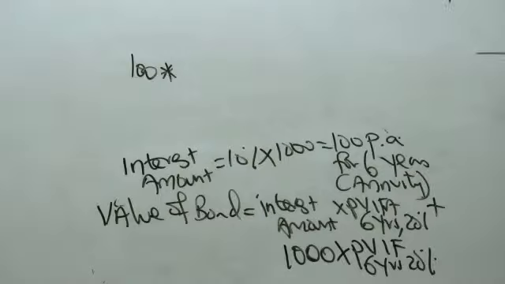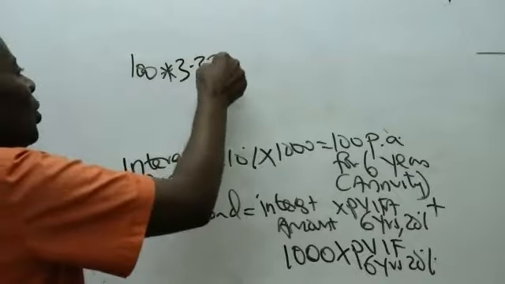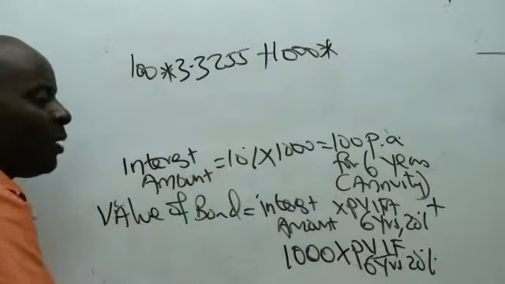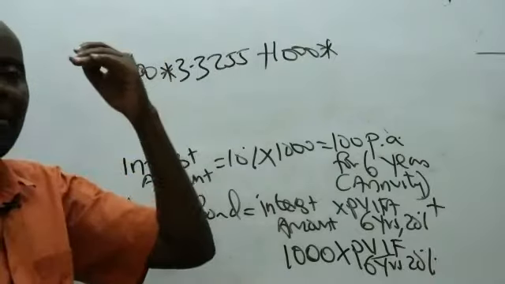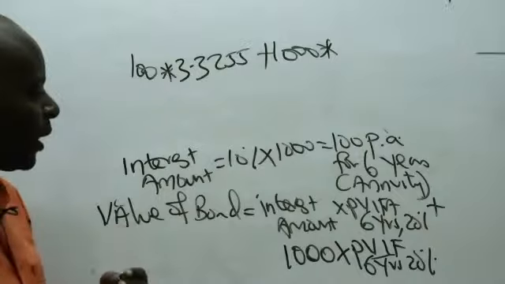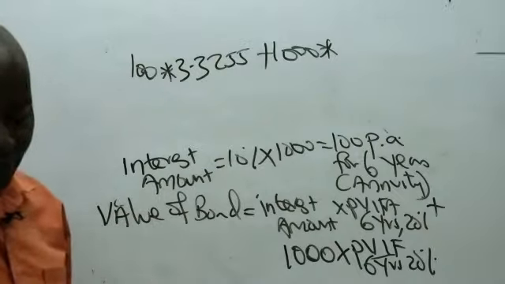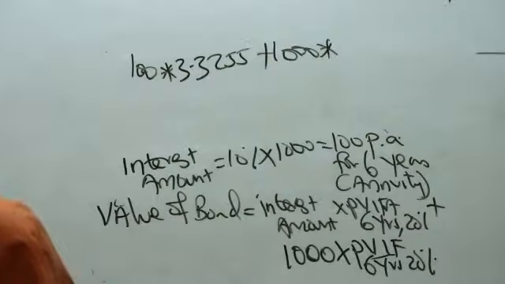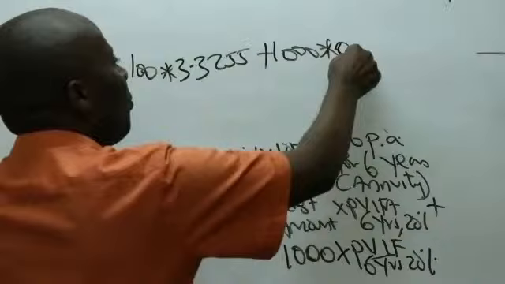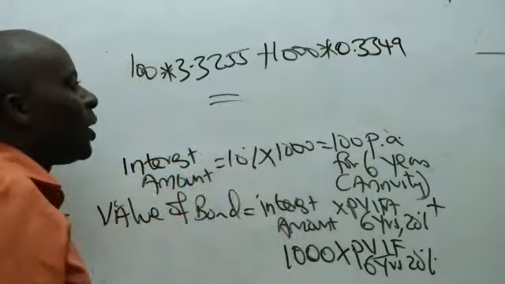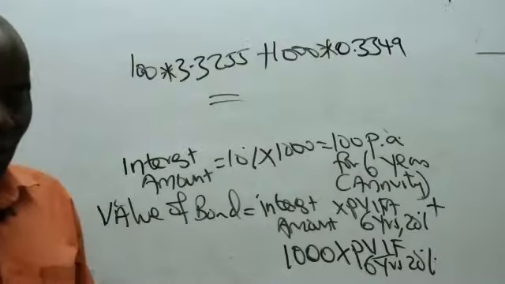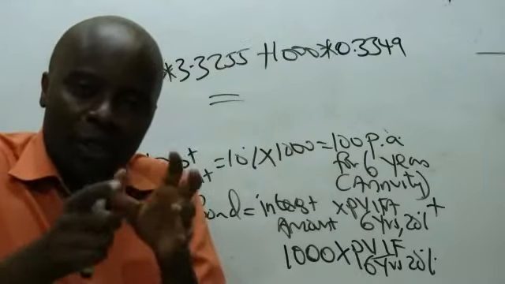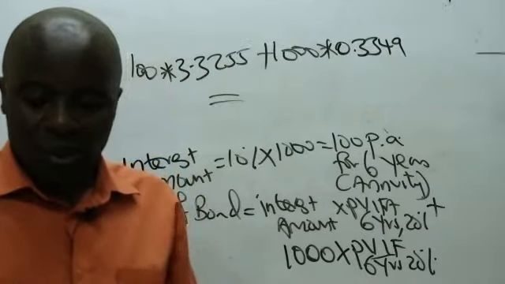Teresia says 3.3255, plus the redemption value, which is 1,000 times PV. Please go to your tables where you have the 20% present value interest factor, PV, for 6 years. What do we have there, somebody? 0.3349. And at the end of the day, ladies and gentlemen, what will I end up getting as the value of the bond on the basis of the cash flows receivable?